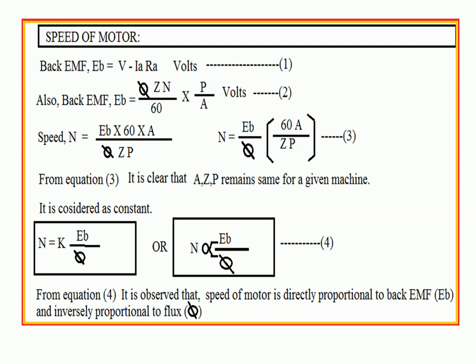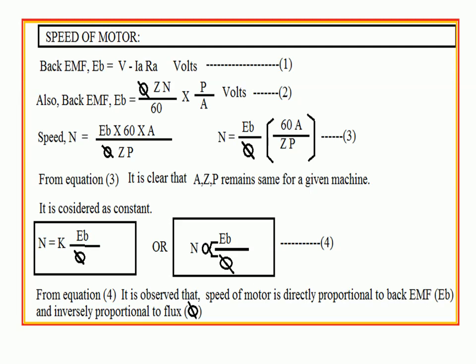Generally we know that back EMF of a DC shunt motor, Eb equals V minus Ia Ra volts. This back EMF is also equal to phi Z N divided by 60 into P by A volts. Hence, from equation 2, we can create an expression for speed. So for speed, N equals Eb into 60 into A divided by phi Z P.